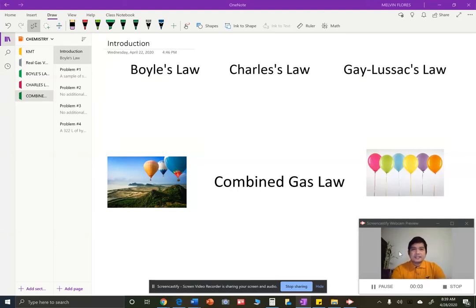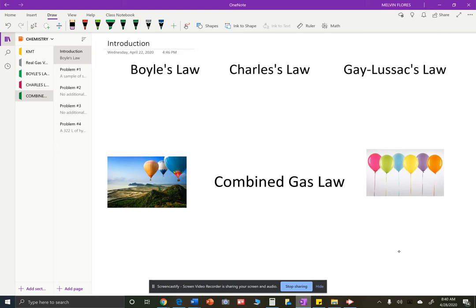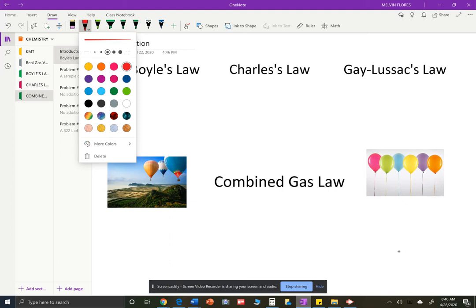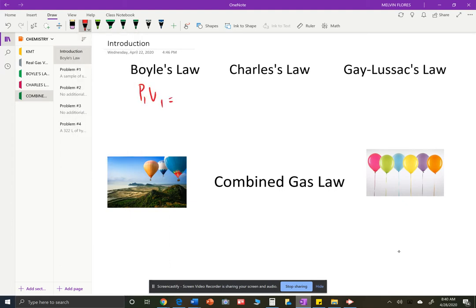Okay, in our lesson today, we're going to combine the three laws, Boyle's law, Charles' law, and Gay-Lussac's law, to form one gas law, which we call the combined gas law. From previous lessons, we discussed Boyle's law, which states the relationship between pressure and volume, which is inversely proportional. So we can state that as P1 V1 equals P2 V2.